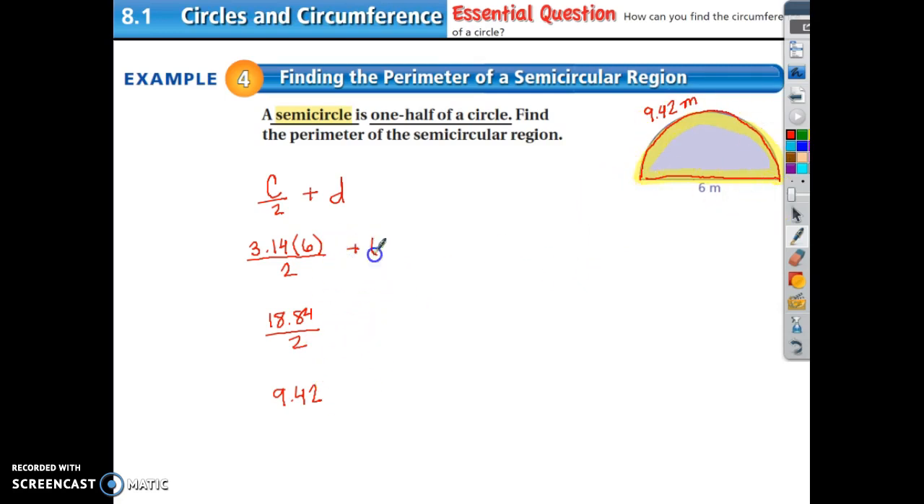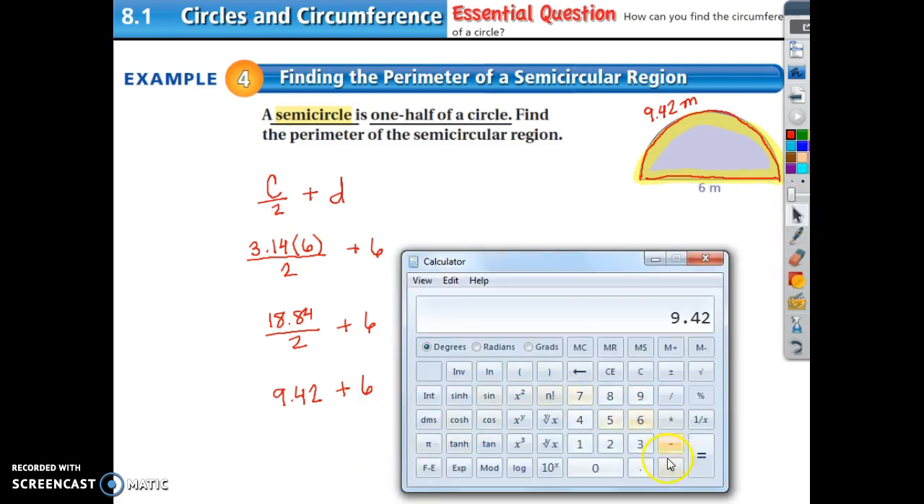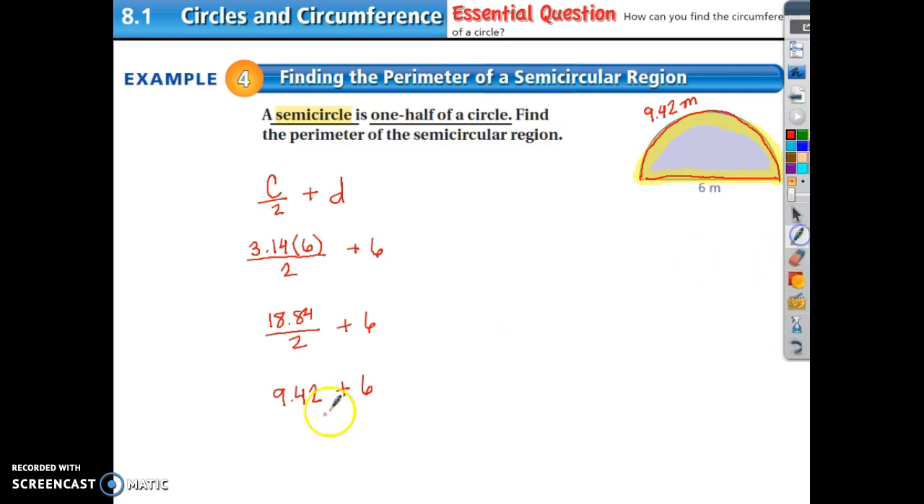So to half of my circumference, I'm going to add 6. And in doing so, if you'd like to use a calculator, you may. But in doing so, when we add, we end up with 15.42. So what we have found is that the distance around the entire outside of the semicircle is 15.42 meters. We had 1/2 of a circle plus the diameter, or essentially the flat part of our semicircle.